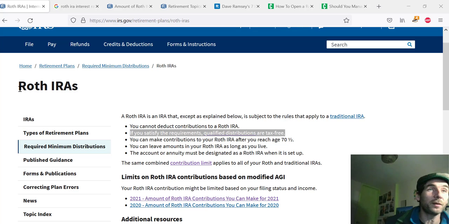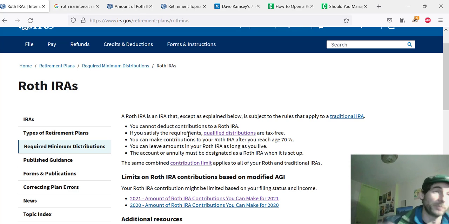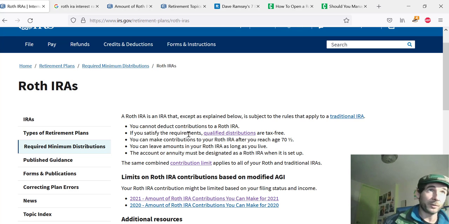And when you take the money out when you retire, you can take it out tax-free, right? So if you satisfy the requirements, qualified distributions are tax-free. That means the interest is tax-free. The interest that's made goes back into the account, and you make more interest on top of that. So basically, compound interest.